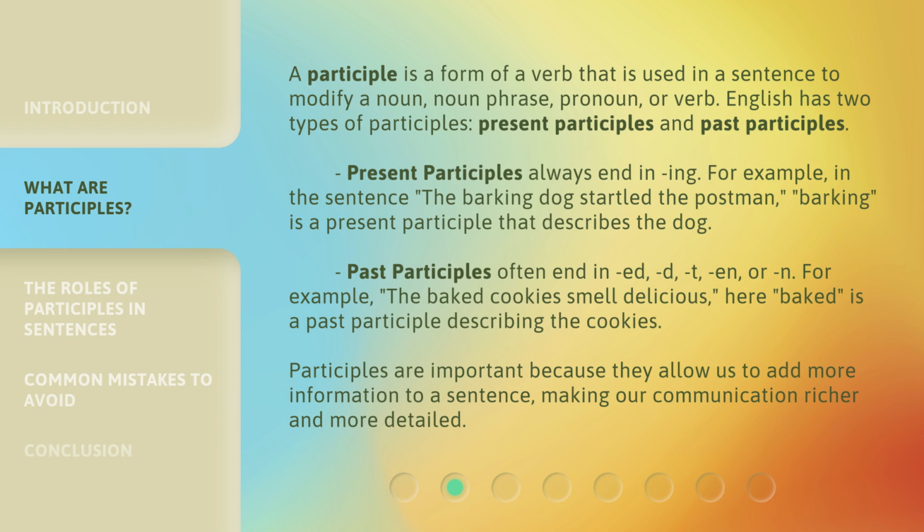Past participles often end in -ed, -d, -t, -n, or -en. For example, "The baked cookies smell delicious." Here, baked is a past participle describing the cookies. Participles are important because they allow us to add more information to a sentence, making our communication richer and more detailed.